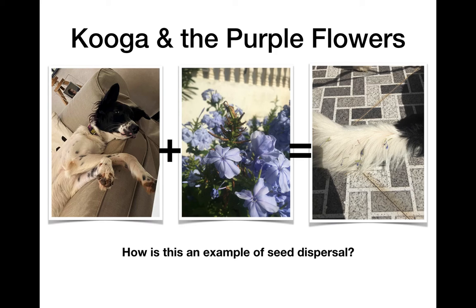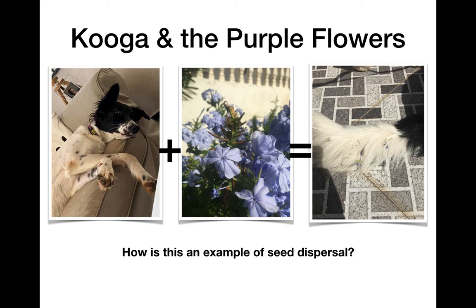How is that an example? Of course she's barking right now. That's so funny. Sorry, guys. So seed dispersal is happening. The seeds are getting stuck in her fur, and not just her fur, but any organism. They get stuck in my clothes too if I walk too close to bushes.